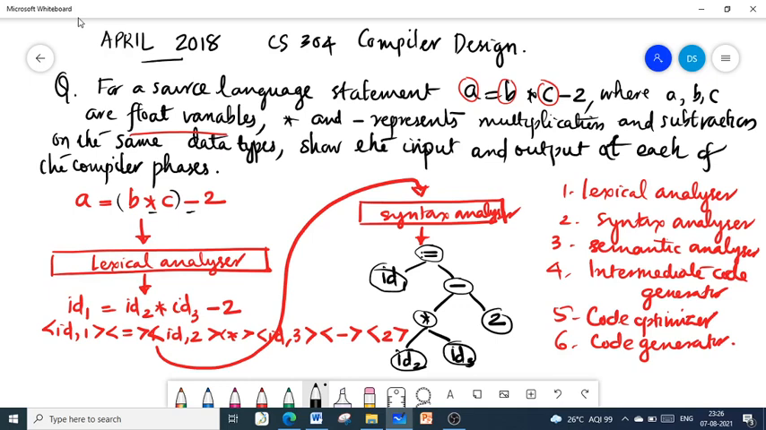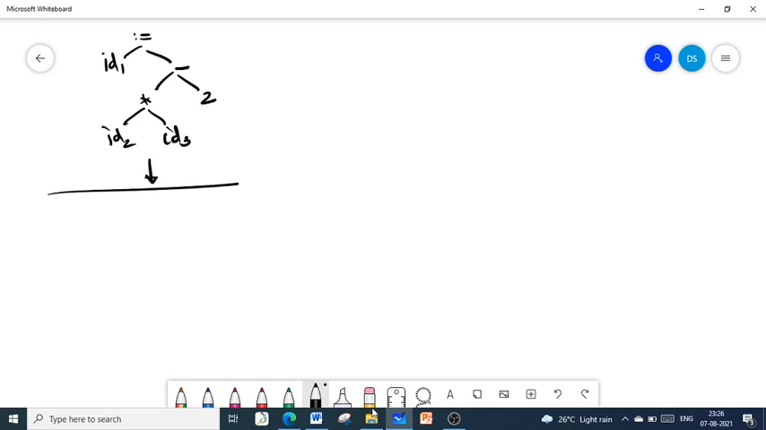As we all know, the output of the syntax analyzer is given as the input to the semantic analyzer. So I can draw the figure like this: equal to, then id1, then minus, then star, then 2, then id2, then id3. This will be given as the input to the semantic analyzer.